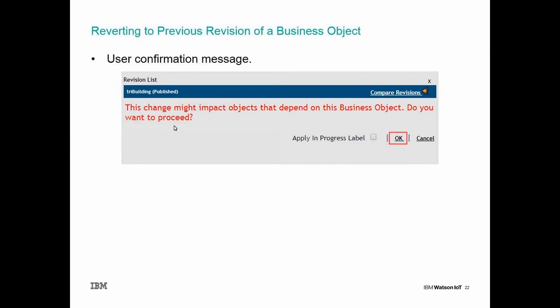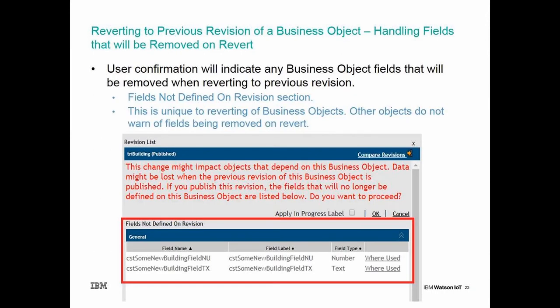So this basically shows that. It looks very similar to what we just showed in the demo. But if fields are detected that will be removed by reverting to a previous revision, the fields not defined on revision section will display. This will list the fields that will be removed. So in this particular slide, you see I have 2 fields that are being removed. As mentioned, this is unique to reverting on business objects. The other objects do not warn of fields being removed on revert.